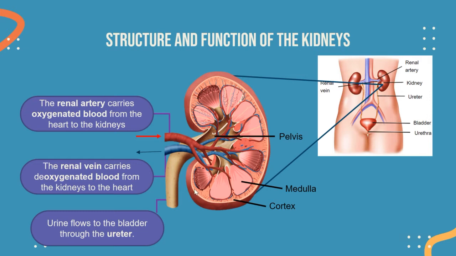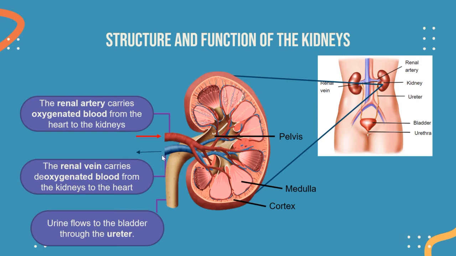The first one is the cortex. You have to analyze the structure here. The first layer here is the cortex. And this one refers to the medulla. And this is the pelvis. The pelvis is the brown color here. And then this is the renal artery.